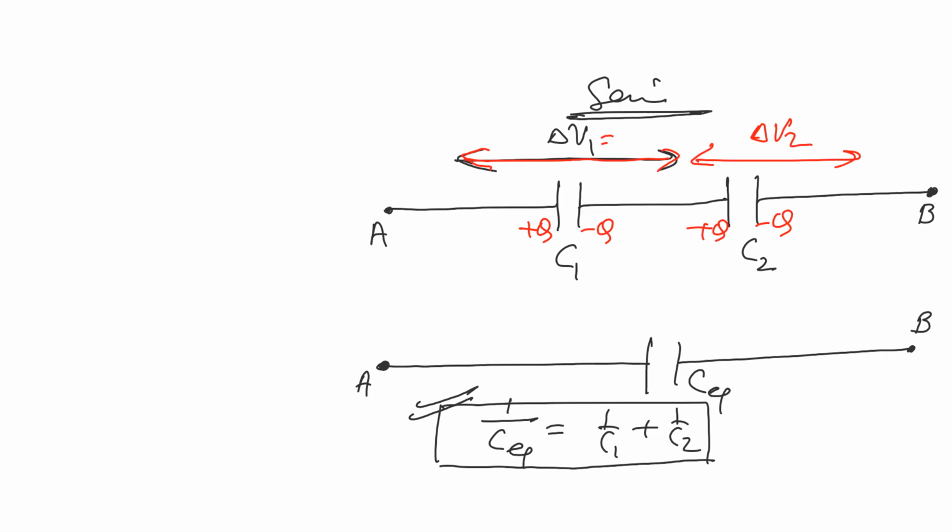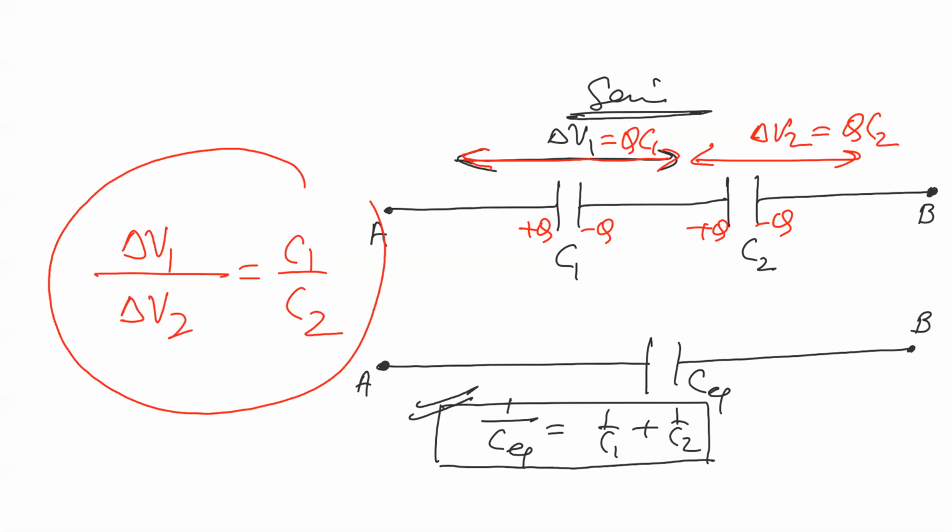Can we say delta V1 will be Q by C1? Delta V2 will be Q by C2, where delta V1, delta V2 is the potential difference across them. So delta V1 divided by delta V2 will be equal to C2 by C1, right? So in series combination, what statement can we say? Can anyone tell? What statement can we draw in series combination of capacitors?